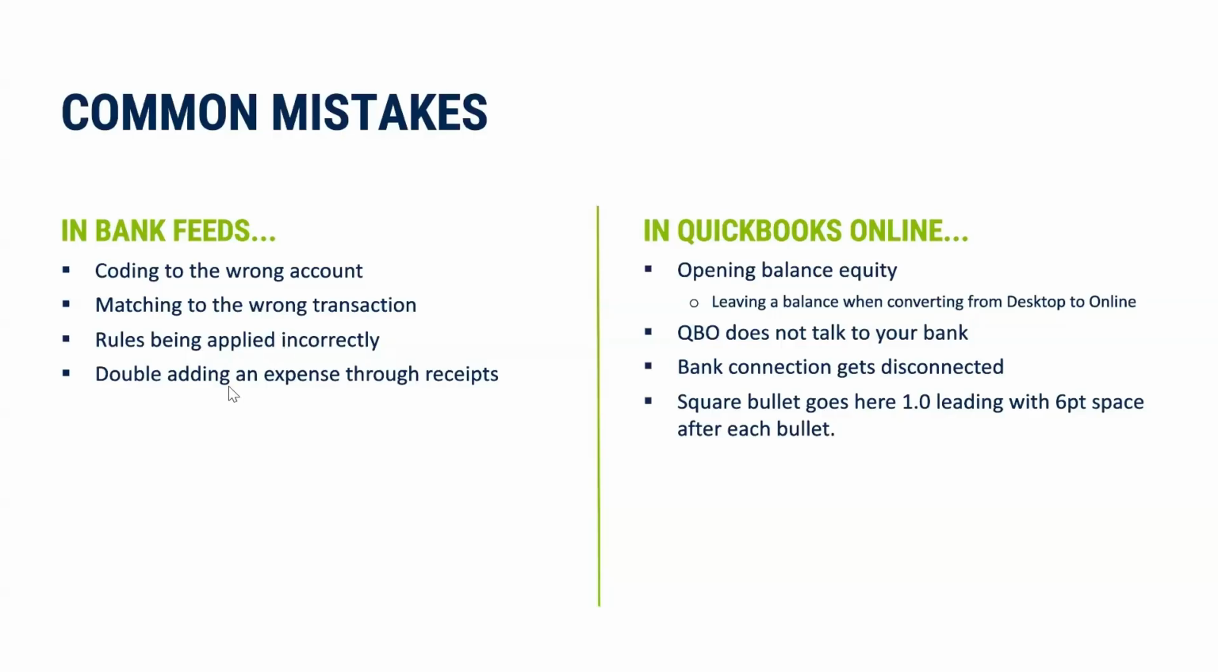Double adding an expense through receipts. This one is kind of tricky because like I showed you, I imported the bank feeds transaction and that Nebraska Furniture Mart charge was still pending. And then I added my receipt and then I was able to go back and match those. If I would have categorized that Nebraska Furniture Mart transaction in the bank feeds and then added my receipt, it wouldn't have matched. There would have been no way for it to match.